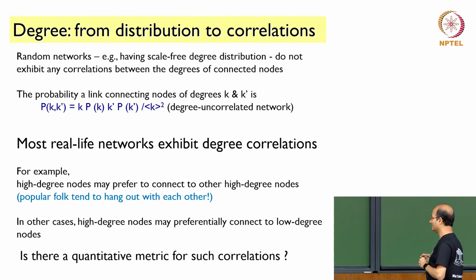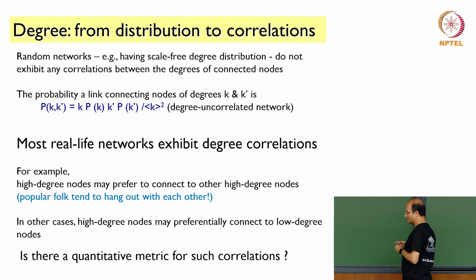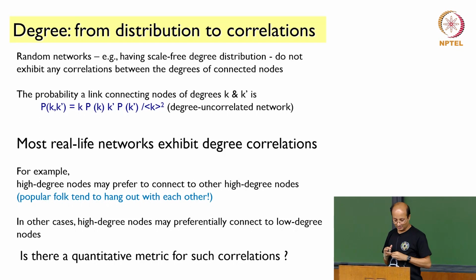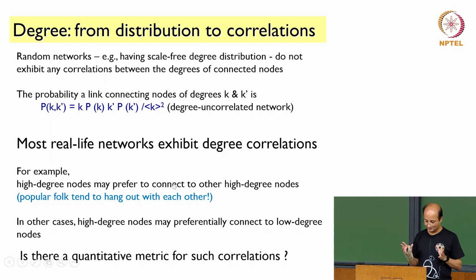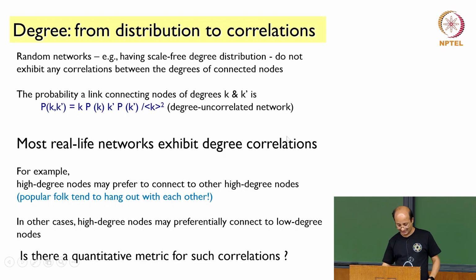So how do you go about it? You look at degree correlation, where you ask what is the probability that a link connecting nodes of degree k and k prime would be higher than what you would expect by pure chance. So this is like, if there was no correlation, this is what you would expect.